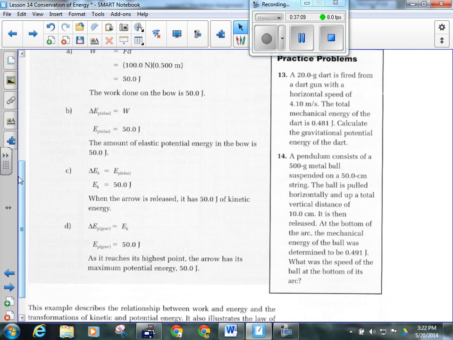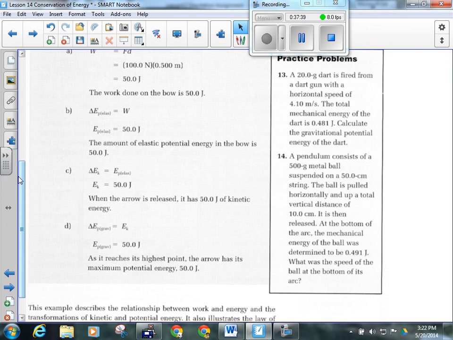So we got the 20 gram dart. How many grams in a kilogram? Oh, okay, good, 1,000. Kilo means 1,000, guys. So you're going to have to divide this number by 1,000 to get this into kilograms. It is moving with a horizontal speed of 4.10 meters per second. It gives us the total mechanical energy. It wants us to calculate the gravitational potential energy of the dart. We've done a couple like that already. That's easier than the Ei equals Ef thing.